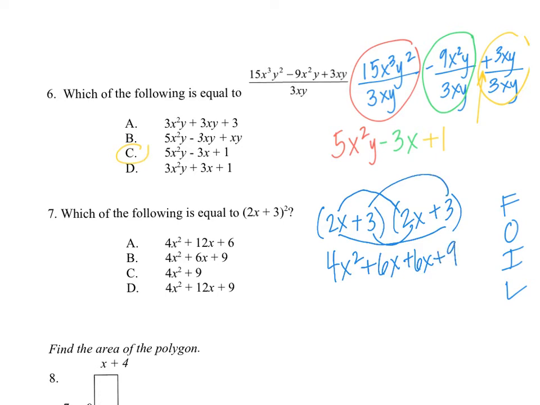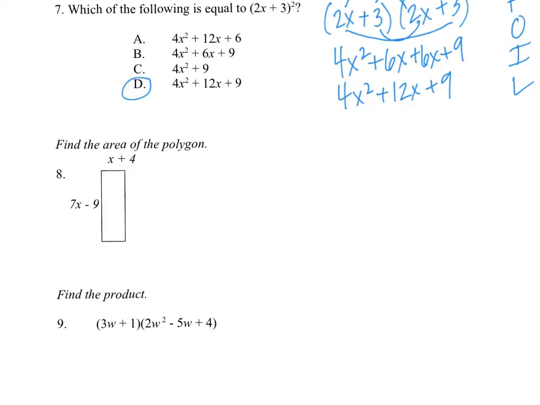All right, let's combine our like terms. So we're going to get 4x squared plus 12x plus 9. So that's our answer, and it looks like D matches our answer.